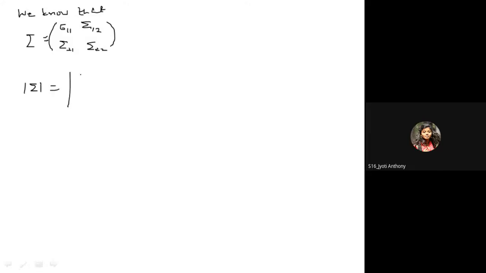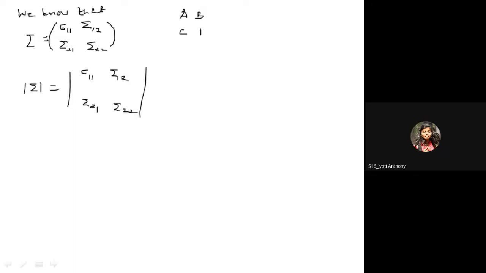Okay, but we know that sigma is a variance covariance matrix, and we wrote sigma as sigma 1 1, sigma 1 2, sigma 2 1, sigma 2 2. So if you wish to find the determinant of this matrix sigma, it is the determinant of sigma 1 1, sigma 1 2, sigma 2 1, sigma 2 2.